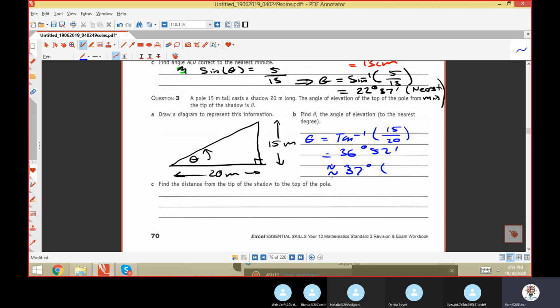Sine. Wait, sine? As in the hypotenuse is there? Oh no, the shadow's not floating, it's on the ground. No, I know. Oh yeah.